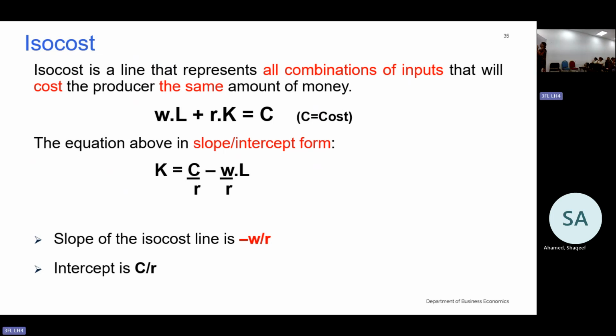It's simple. You want to isolate K. So R into K equals C minus W into L. We divide everything by R. So we get K equals C divided by R minus W divided by R into L. This is the functional form of the isocost. The intercept is C divided by R, and the slope is W divided by R. The slope of the isocost is W divided by R, which is negative.